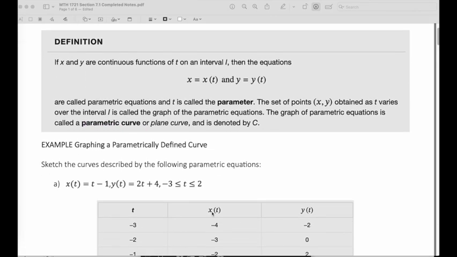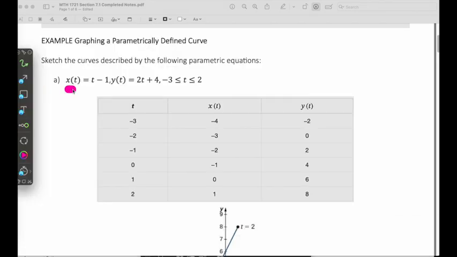So let's look at our first example. We have parametric curves here. We have x of t defined as t minus 1, and y of t defined as 2t plus 4, and we're going to say that t is between -3 and 2 inclusive.